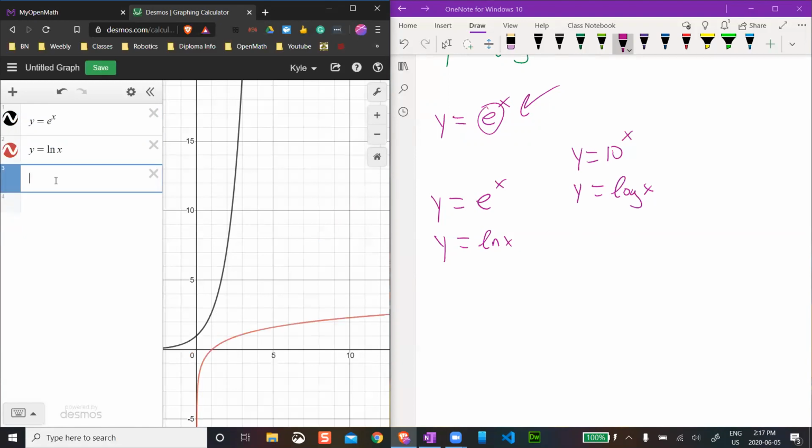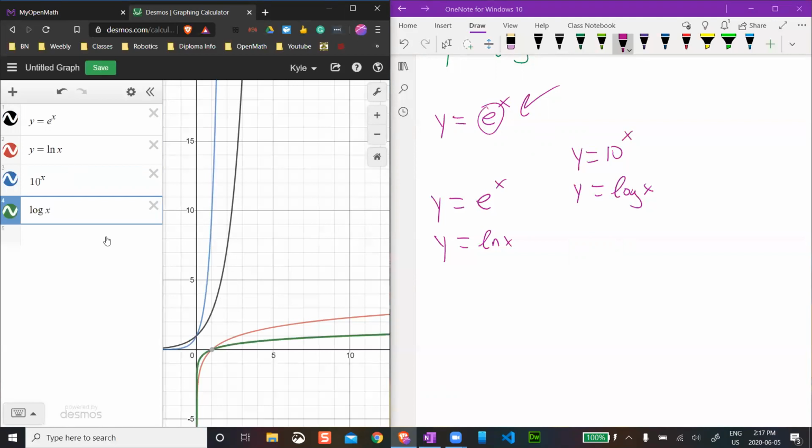Let's compare these while we're looking at it. There's e to the power of x and the natural log of x. Those two are a pair, they go together. But then we can also put on the graph the other one too, so 10 to the power of x and log of x. Those are the four that we need to know.